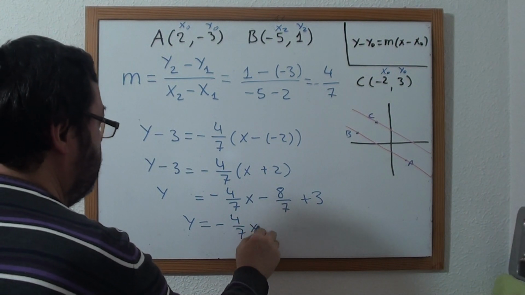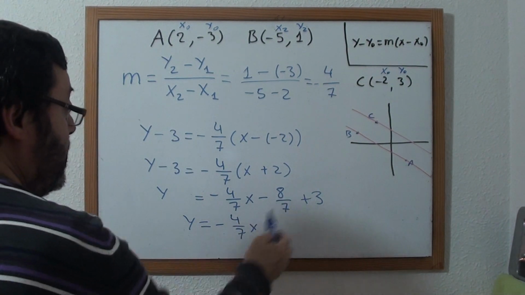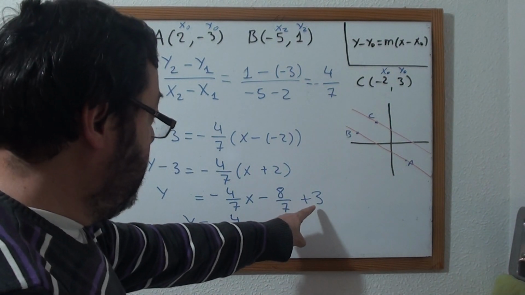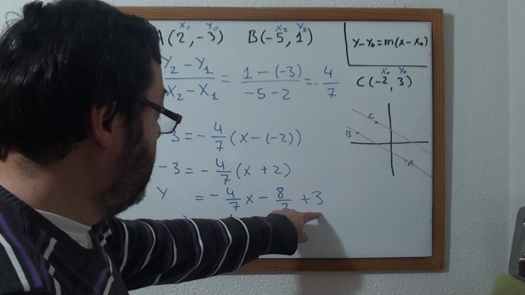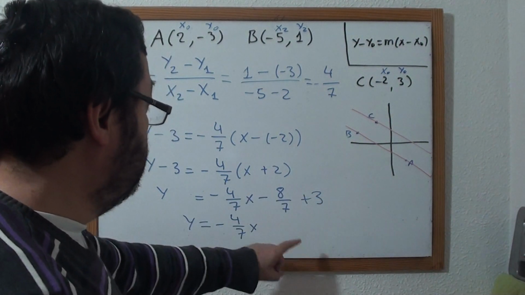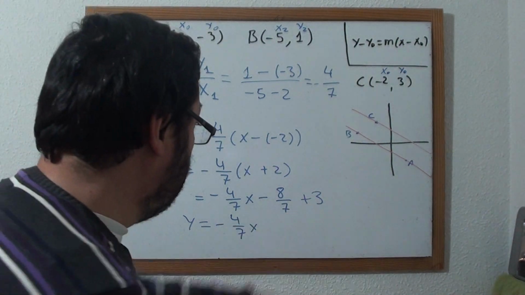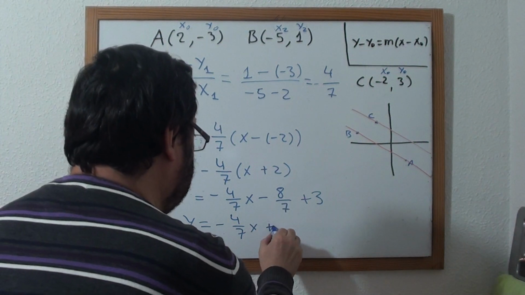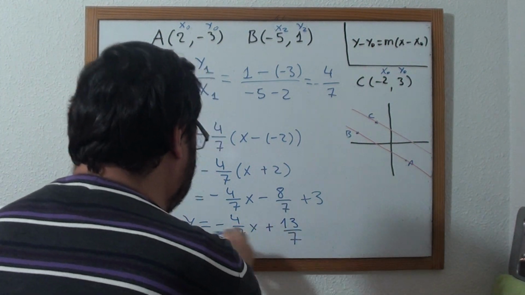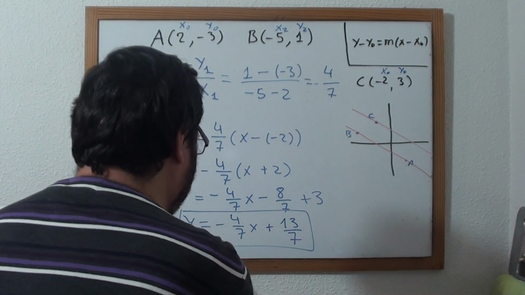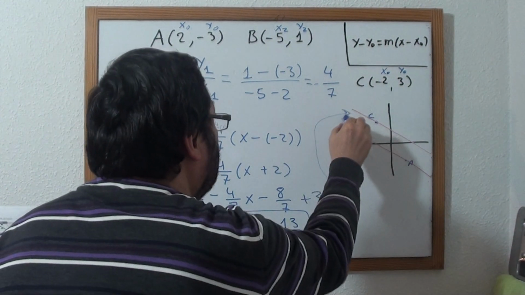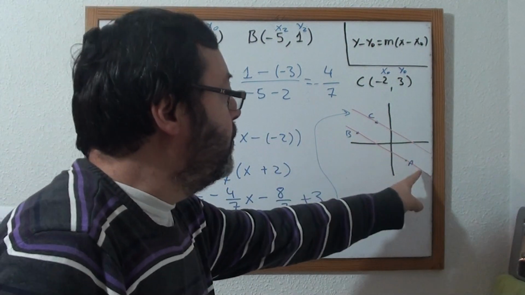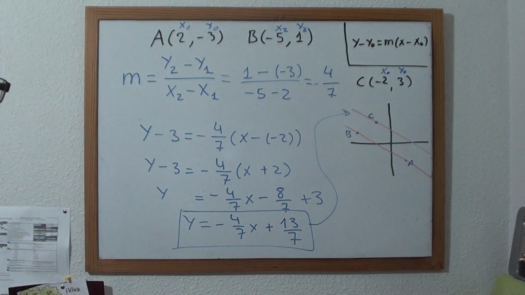4/7 of x and 8/7 plus 3. I add those two fractions. Now 3 is 21/7, with common denominator 7: 7 divided by 1 is 7, times 3 is 21. So in this case it's going to be positive because 21 is greater than 8, so plus 13/7. This is the equation of the line parallel to the previous one and going through point C.